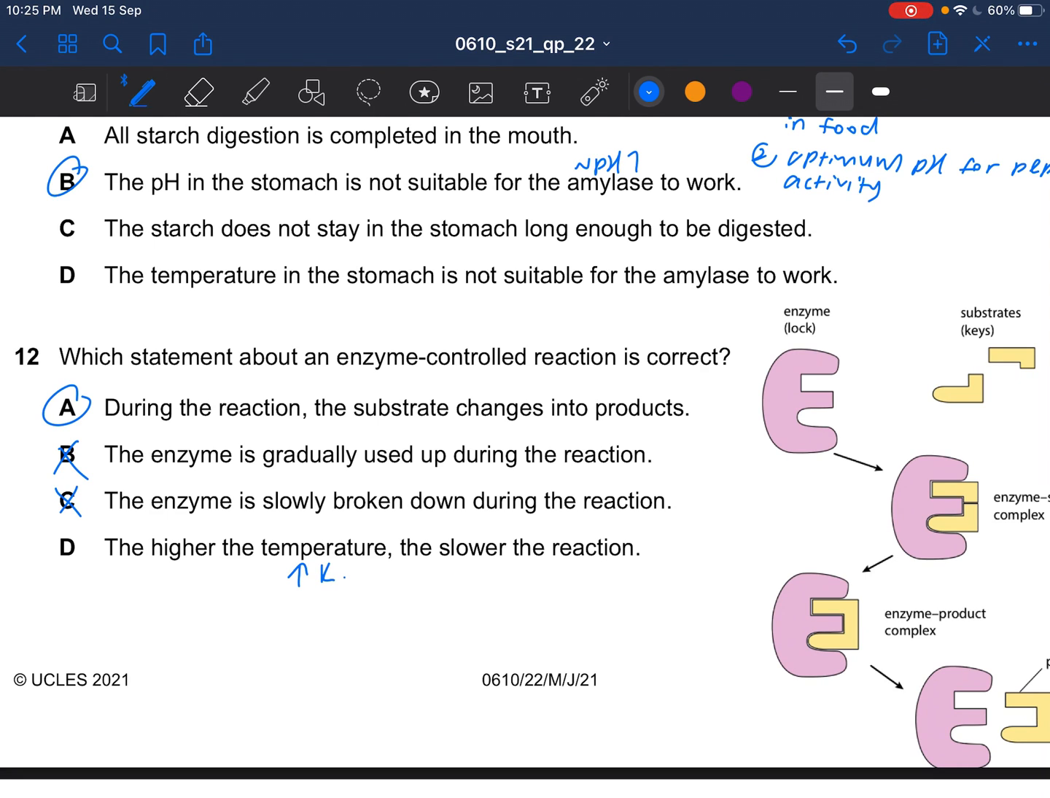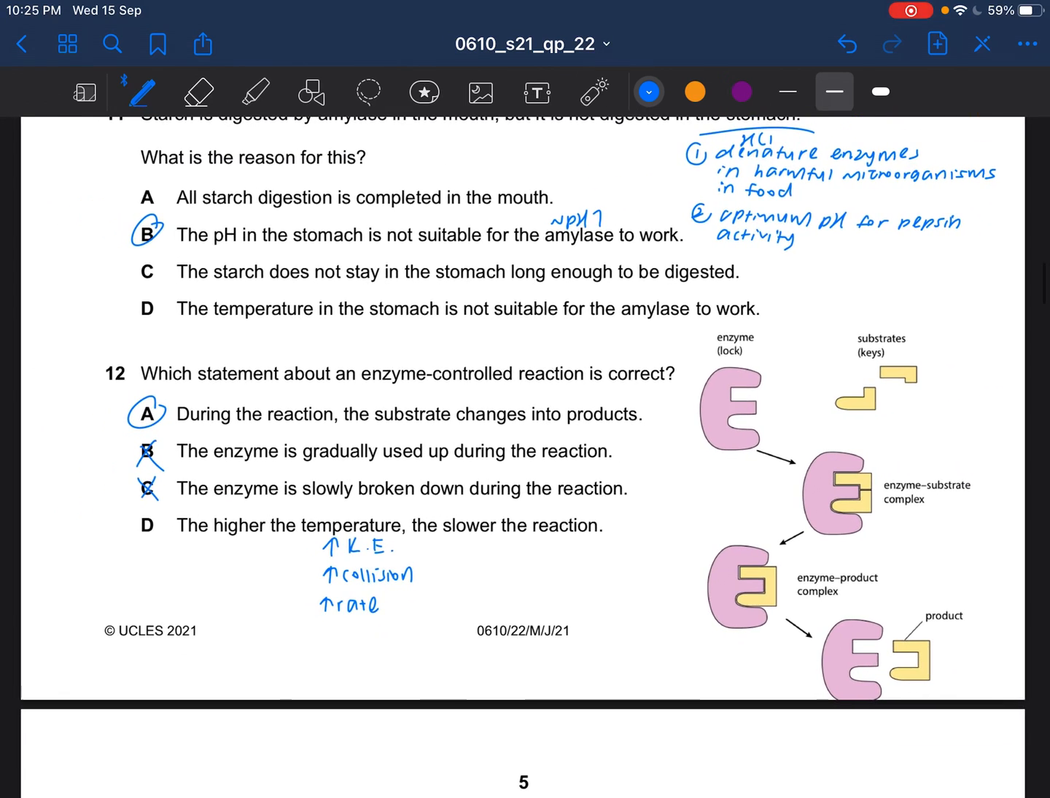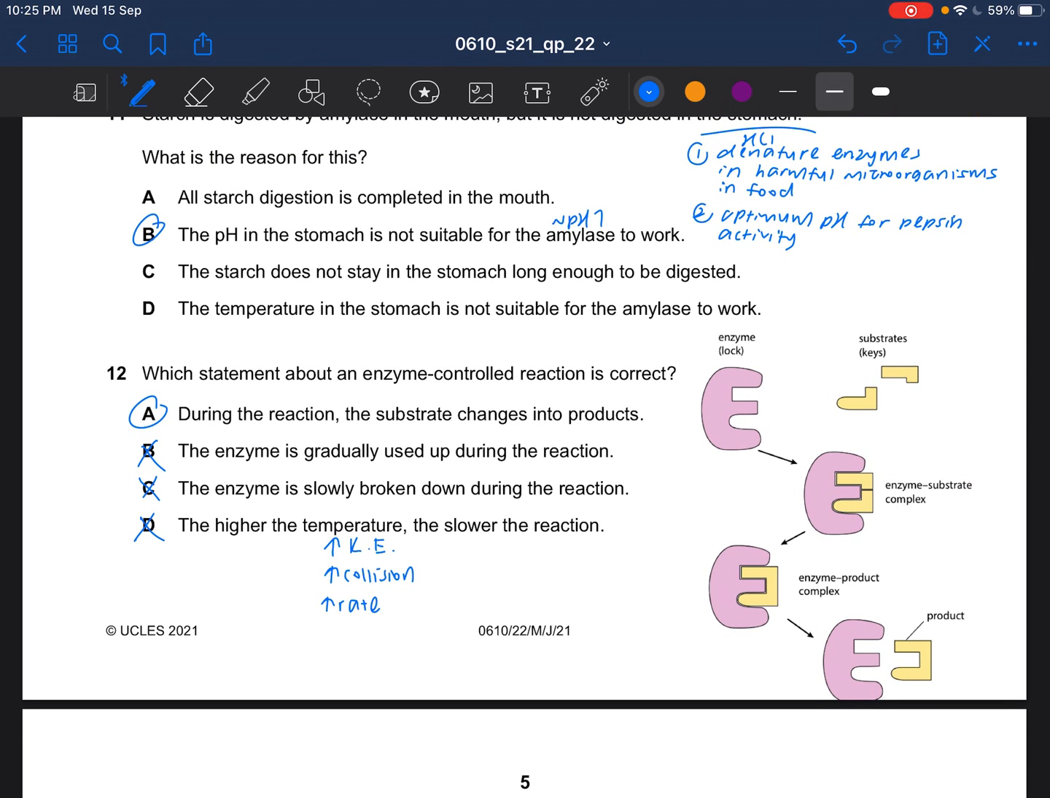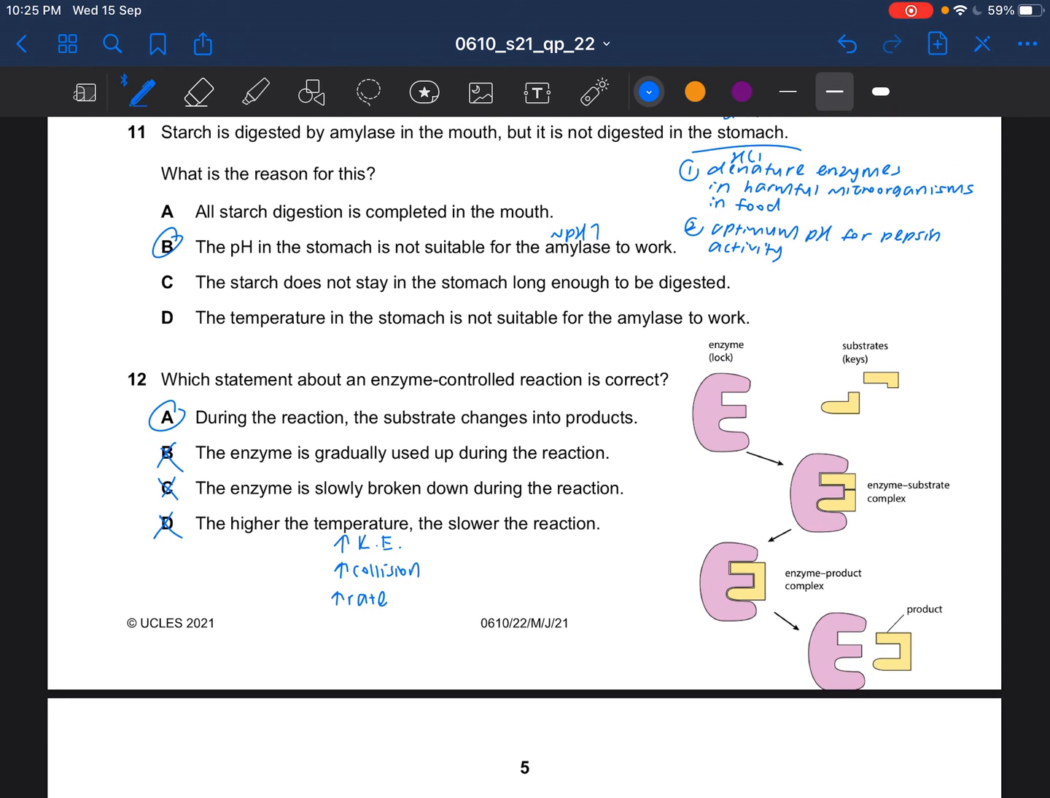High temperature will increase the kinetic energy of molecules. So hence there will be more collisions, and hence an increase in the rate of reaction. So D is also not correct. The answer should be A.